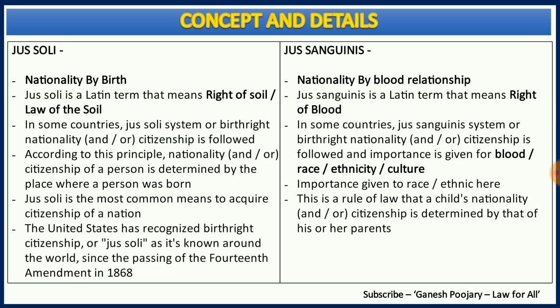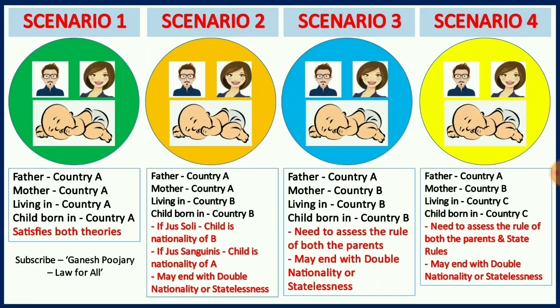Now let us try to sort out all those illustrations that we have seen in our previous slide. Let us discuss the scenarios one by one. In the first scenario, as we already know, both the parents are coming from a particular state and they get a child also in the same state. Now if you put the Jus Soli theory or the Jus Sanguinis theory, the child will get the same state nationality. So that theory is very easy.